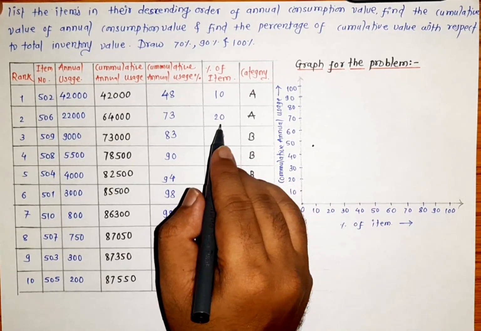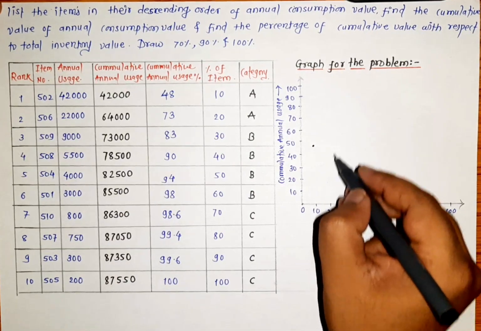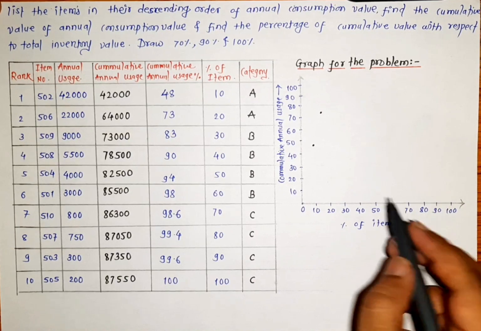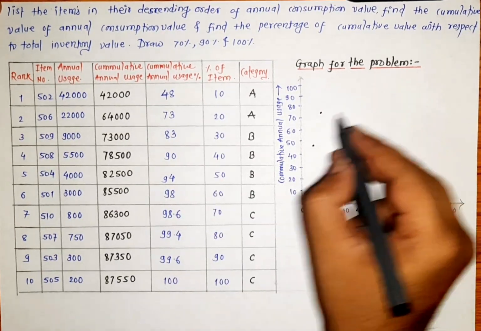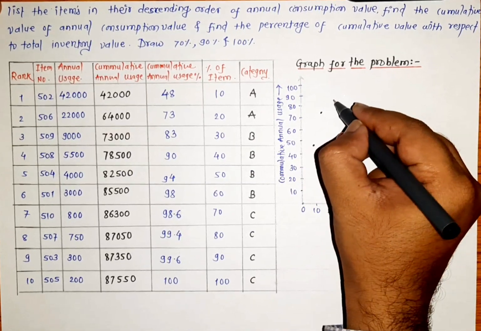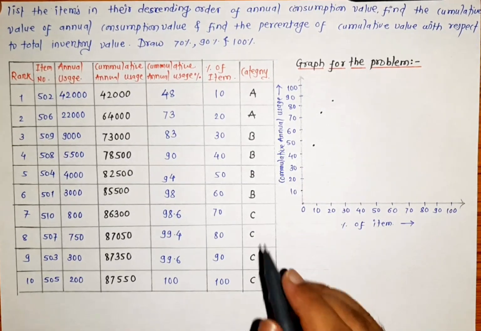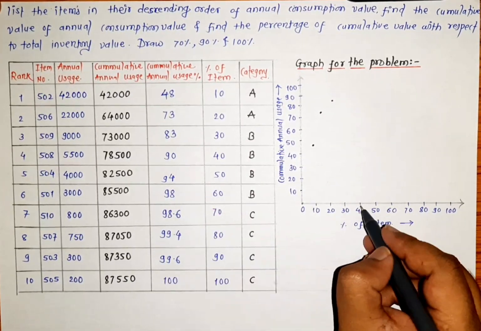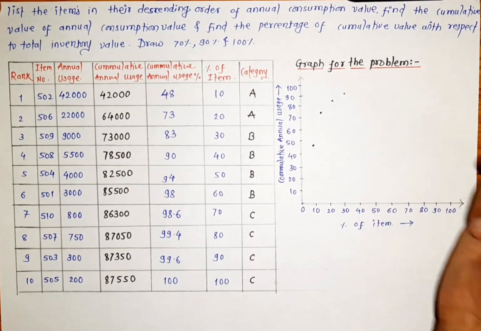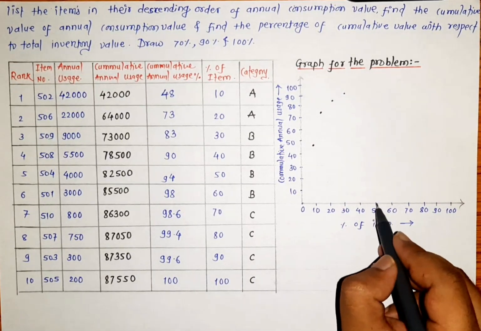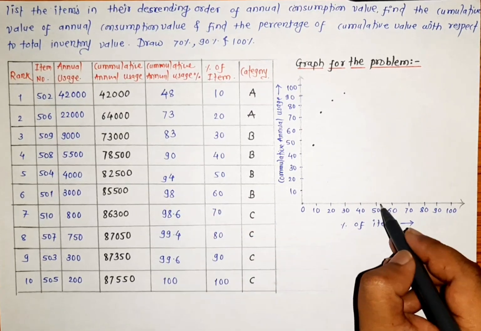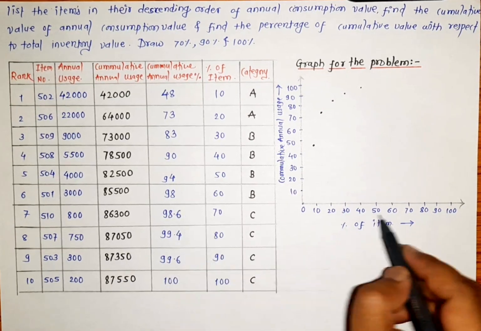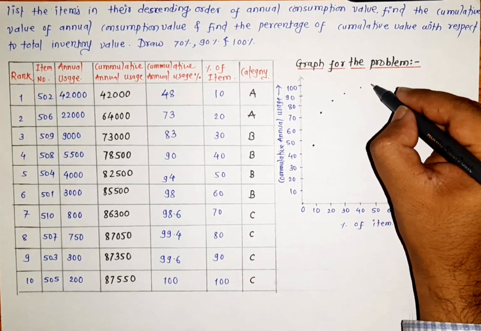Next is 20%, 73%, so 73%, it will be somewhere here. Okay, next 30%, which is of 83, somewhere here between 80 and 90. Then for 40%, it will be 90, so exactly it will be 90. For 50%, it is 94, so somewhere here 94. Then 98, which is somewhere near to this.